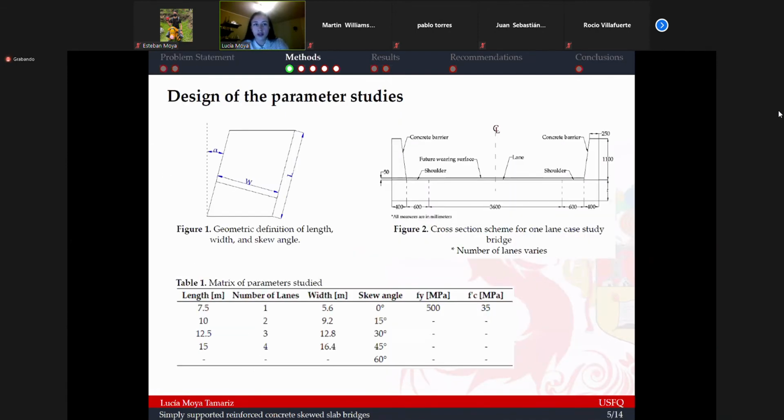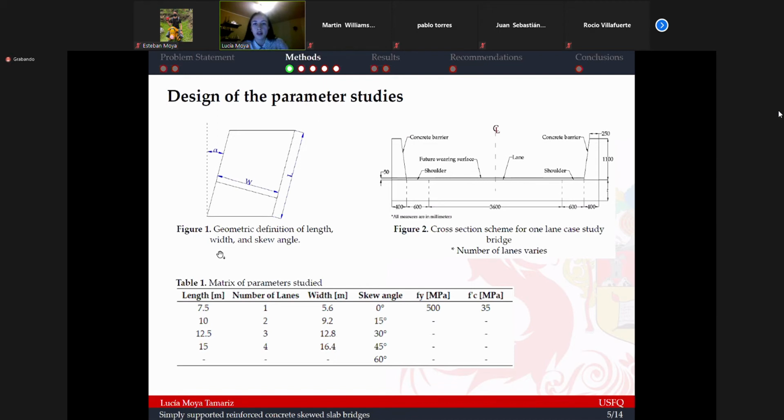So in order to answer these two questions, we conducted a parametric study that considered a total of 80 case study bridges. The cross-section that we used for all of them is shown here in figure 2, and the only variation was the number of lanes. Then the varying parameters are here in figure 1, and they were skew angle, width, and length. And finally, in table 1, you can see the range of variation for each of these parameters.